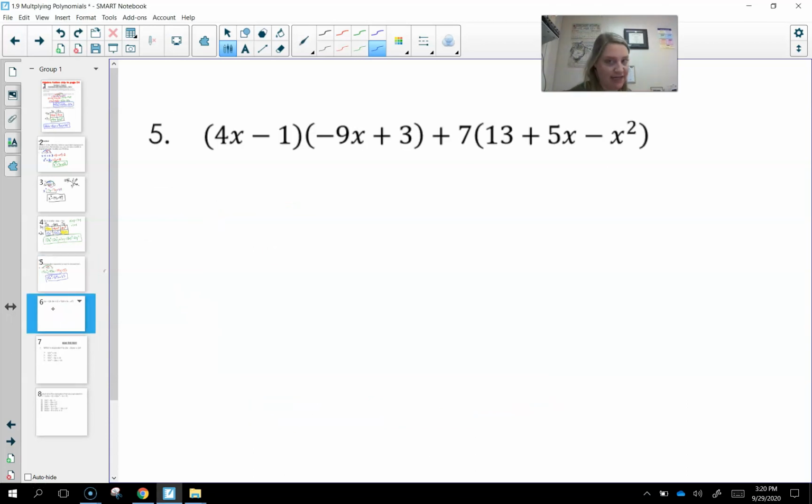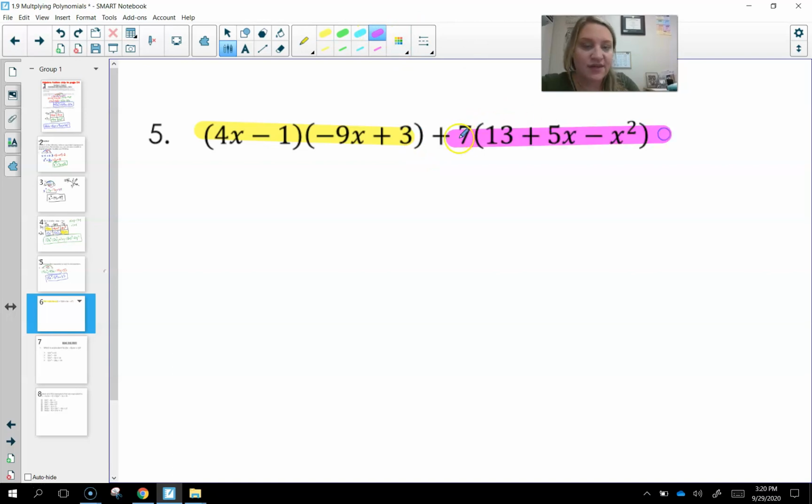Okay, number 5. We got lots of stuff going on with number 5. So what we're going to do here is we're going to follow PEMDAS. We're going to follow our order of operations. Okay, so my order of operations tell me parentheses, then exponents, then multiply, then I can add and subtract. So looking at this one, these first two pieces together is multiplication, right? So this is multiplication. I also have multiplication here using that 7. I can distribute the 7. So there's 2 cases of multiplication that I have to do before I can start adding things together.